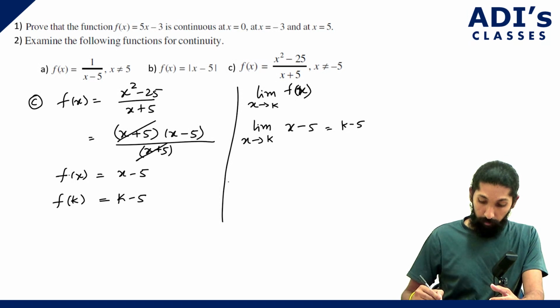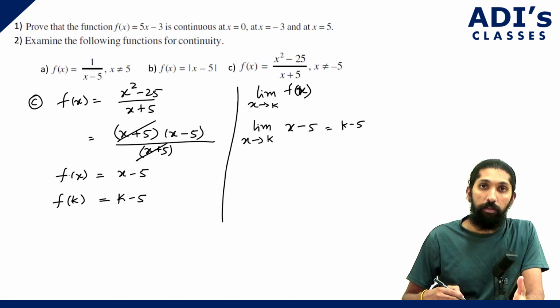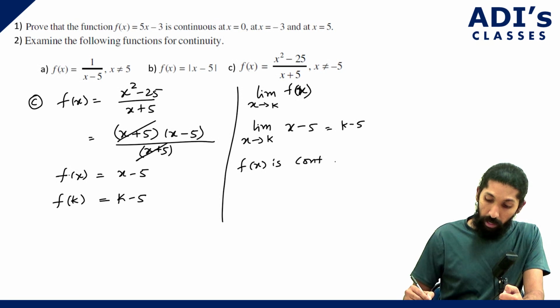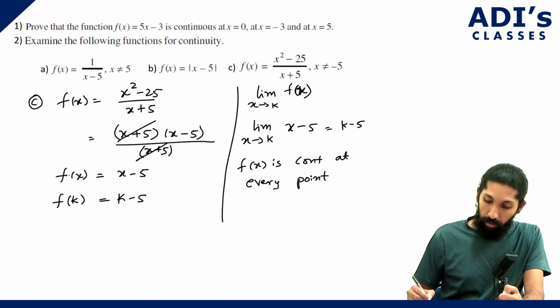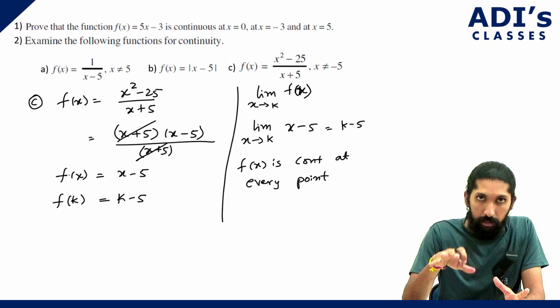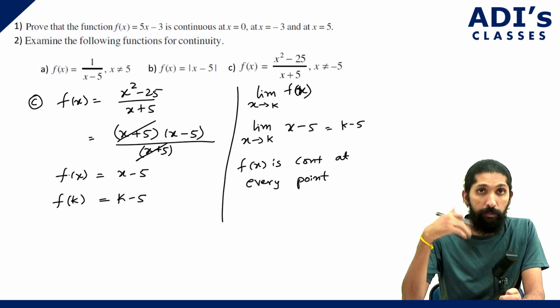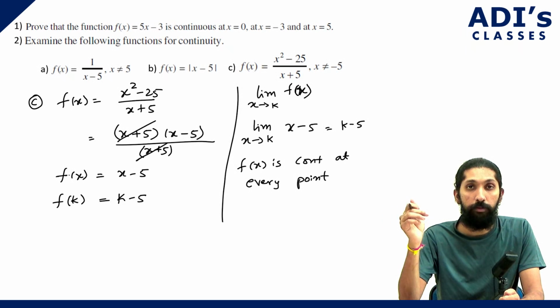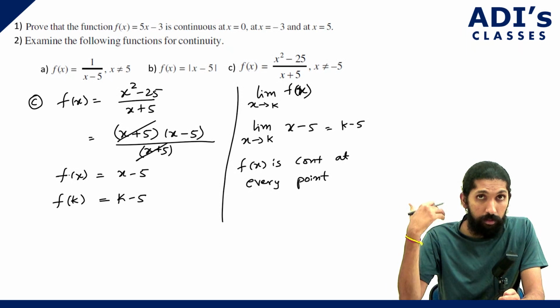Correct? So we can say, since the condition, or by definition, the function is continuous. So we can say that f of x is continuous at every point, including x is equal to negative 5. The reason is, when x is equal to negative 5, in x square minus 25 by x plus 5, the x plus 5 cancels out. The function is going to be just x minus 5. So you can apply the value. Understood? So this is how you examine the function continuity.